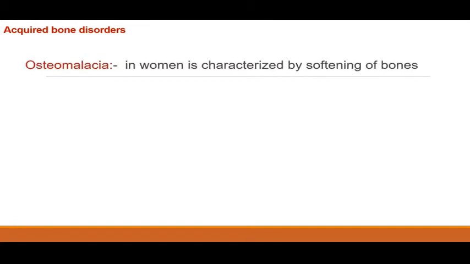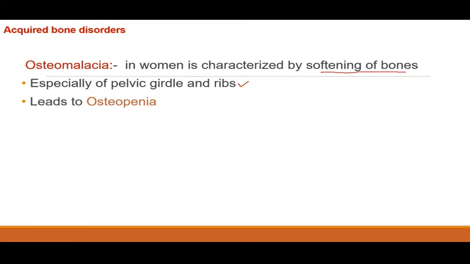Second is osteomalacia. In women it is characterized by softening of bones, especially of the pelvic girdles and ribs. So the bone becomes vulnerable to microfractures and eventually leads to the loss of skeletal mass called osteopenia. As far as causes are concerned, the main cause of rickets in children and osteomalacia in women, especially the pregnant ones, is the deficiency of vitamin D.